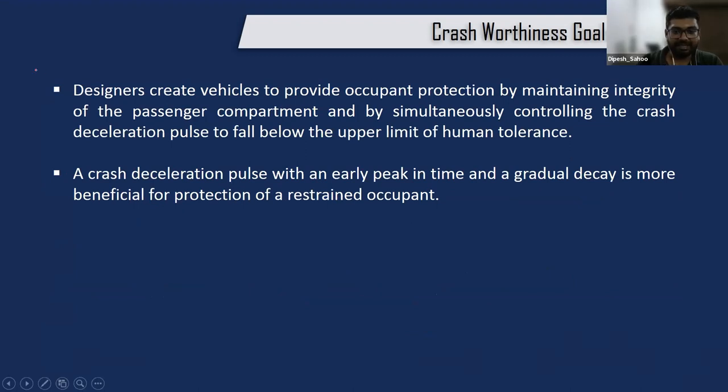Designers create vehicles to provide occupant protection by maintaining the integrity of the passenger compartment and by simultaneously controlling the crash deceleration pulse to fall below the upper limit of human tolerance. We'll see how the crash energy dispersion occurs so that it does not reach the human tolerance.